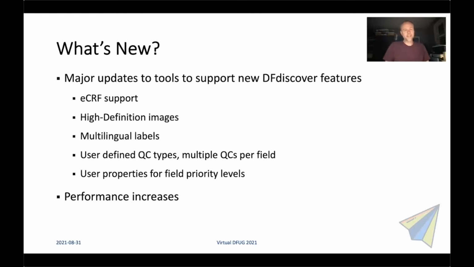So what's new? There have been very major updates under the hood to support the new DFdiscover features. That includes eCRF support, high definition images, and multilingual labels. With the eCRF come labels in Asian characters that we have to be able to generate, so it can do that. There are also user-defined QC types, multiple QCs per field, and user properties. We use that for field property level definition and also for domain definition, which we'll see later on. There have also been performance increases to make things run faster.